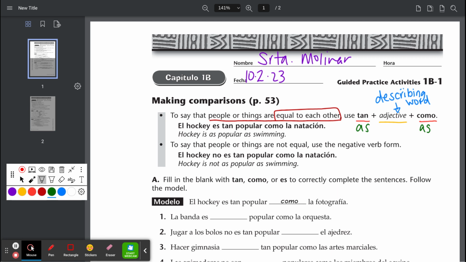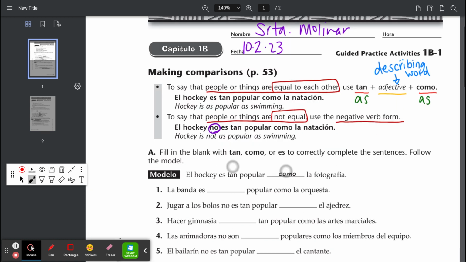All right, so on the opposite side, for example, if you don't believe that hockey is as popular as swimming, you would say that they are not equal. So we would say the negative verb form. For the negative verb form, the only thing that's going to be different is we add the word no. So here we would say, el hockey no es tan popular como la natación. So hockey is not as popular as swimming.